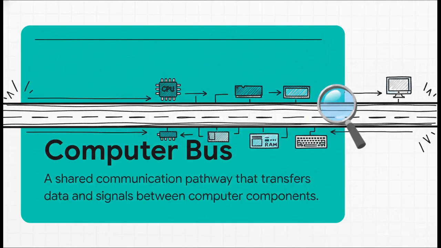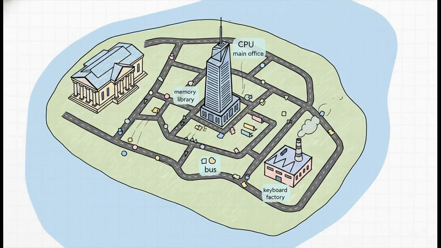To make this super simple, let's picture your computer as a busy city. The CPU, that's City Hall. The memory, that's the main library. And your keyboard is maybe a factory on the outskirts. The bus is the entire road network, the highways, the streets, the back alleys that connects them all. Without those roads, the city is just a bunch of isolated buildings.